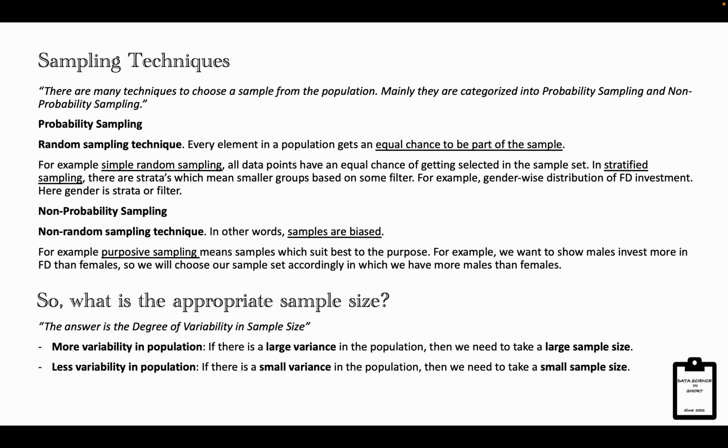So what is the appropriate sample size? The answer is the degree of variability in the population. More variability in population means large variance in population. Then we take a large sample size. If there is less variability in population or small variance in population, then we take a small sample size.